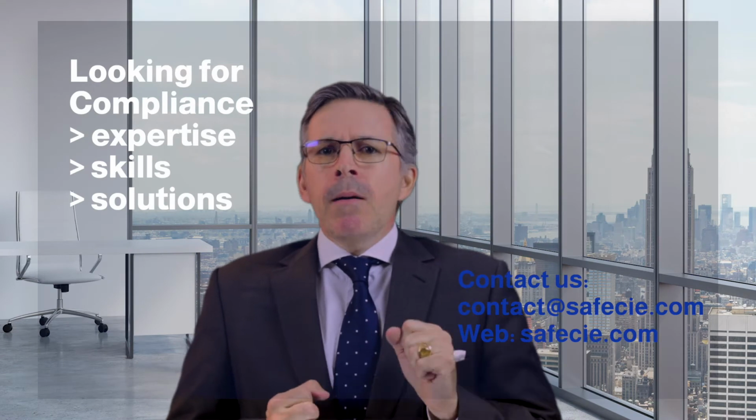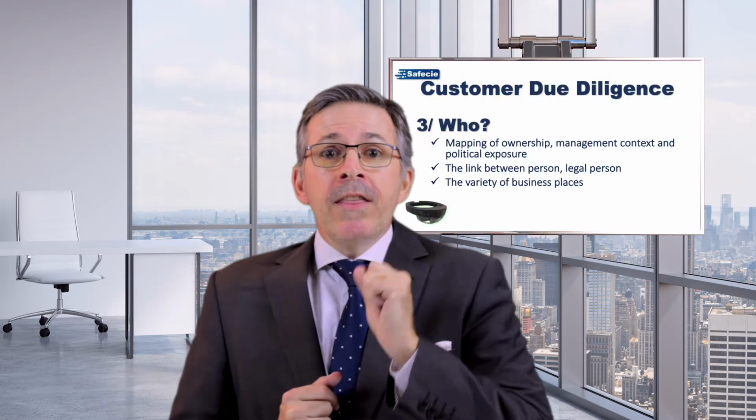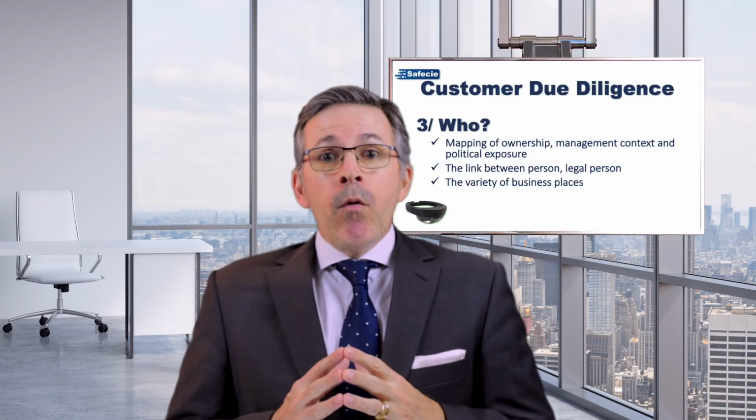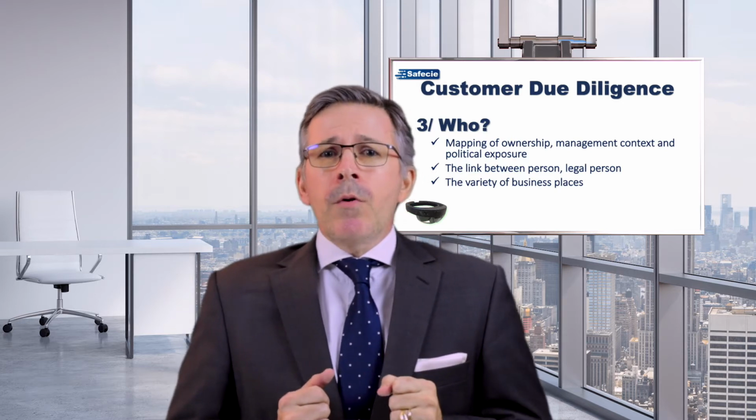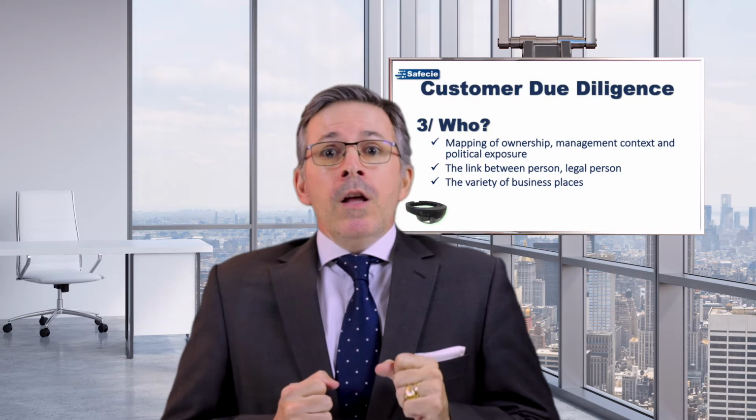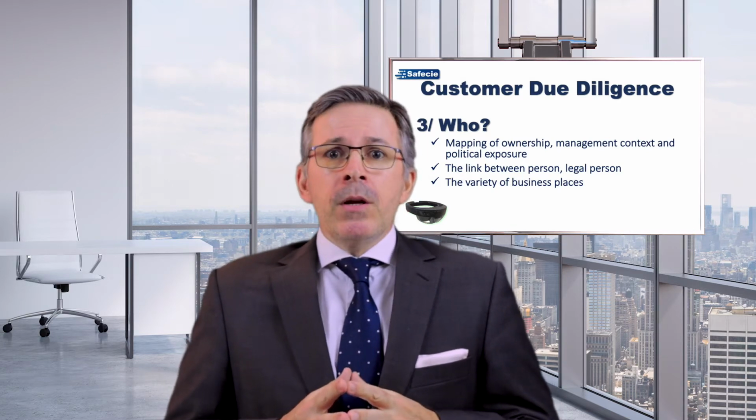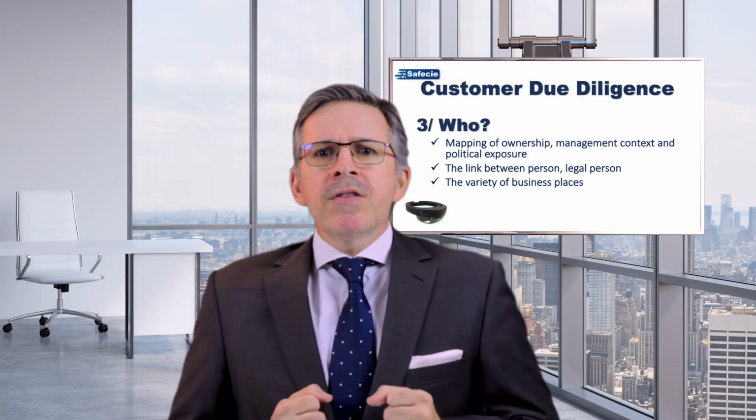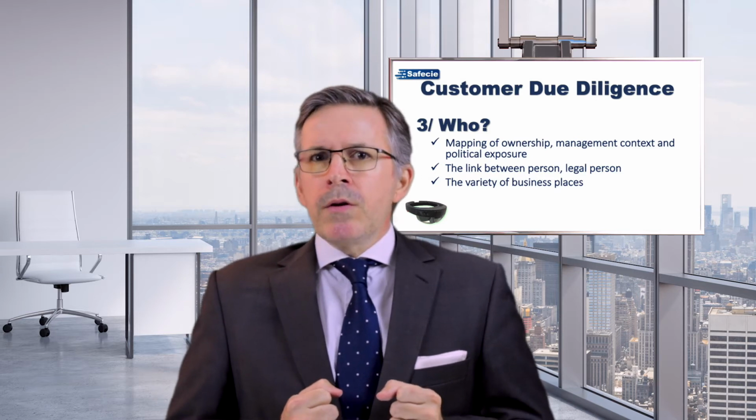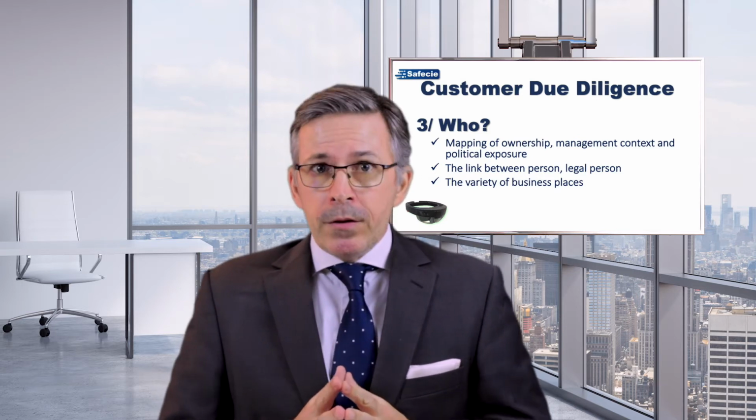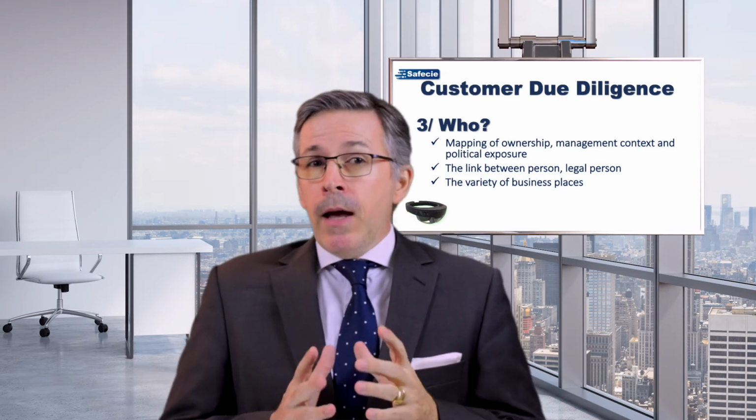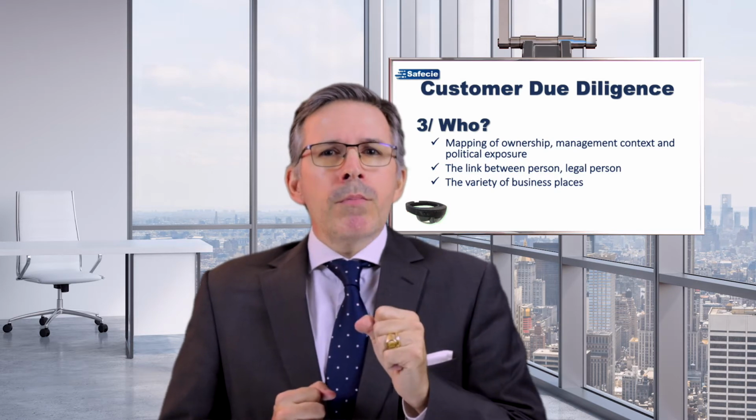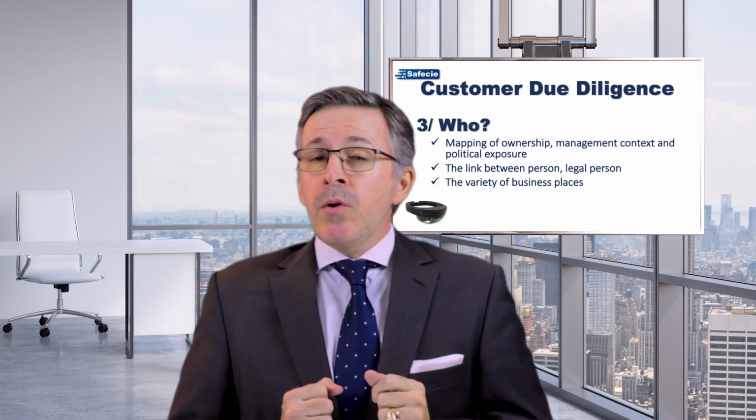Who should be monitored? More than basic identity control, the aim of CDD is to avoid any shadow risks. Therefore, a deep understanding of the customer context should be performed. Through the mapping of ownership and management, the personal political exposure should also be investigated among beneficial owners. The link, control and influence between legal person and legal arrangement, and the several business places, should also be addressed.